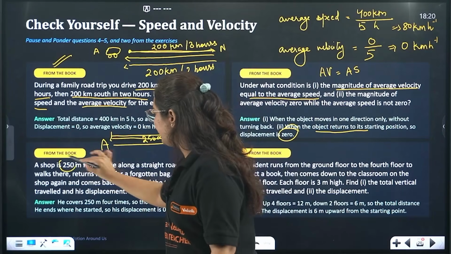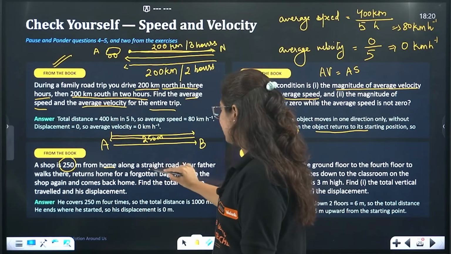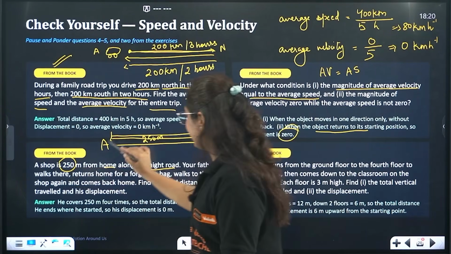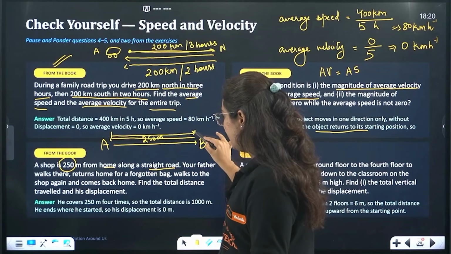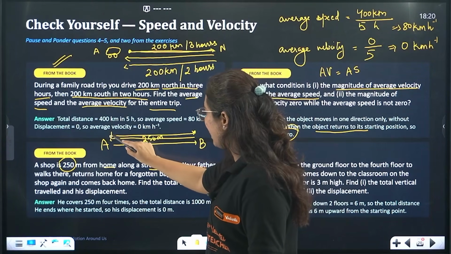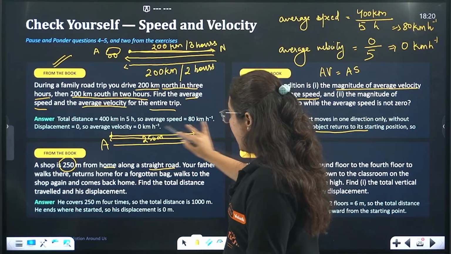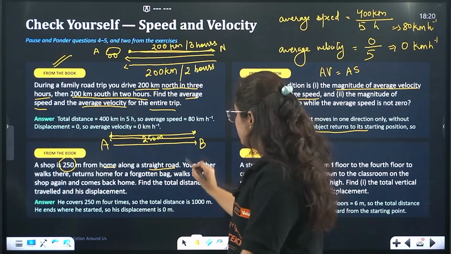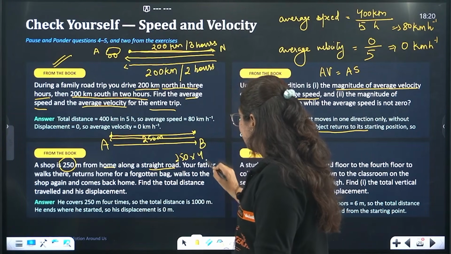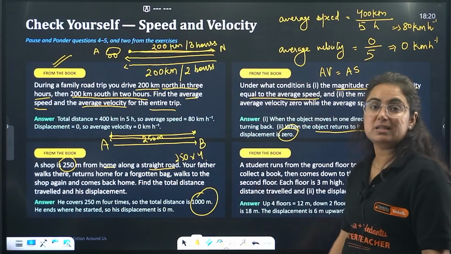A shop is 250 meters from the home along the straight road. Your father walks there and reaches the shop. Then he returns to your house because he forgot the bag, walks to the shop again, and then comes back home. This happens 4 times. So 250 into 4 times, then the actual distance covered by him is 1000 meters.